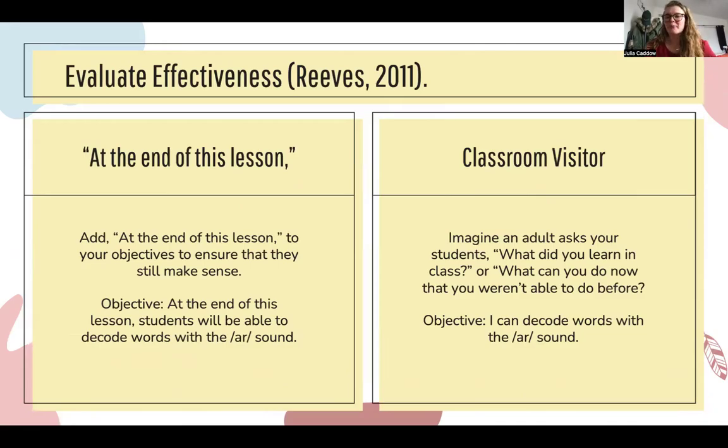Finally, we're going to talk about how we evaluate the effectiveness of our objectives. There are really two ways we're going to talk about this today. The first is with the phrase, "at the end of this lesson." If you add the phrase "at the end of this lesson" to your objectives, does your objective still make sense? Let me give you an example of an objective that still makes sense with this phrase. If we were to say, "At the end of this lesson, students will be able to decode words with the R sound." This still makes sense because at the end of your lesson, students might be able to do that, and the goal is that they are able to read words that say the R sound, right?